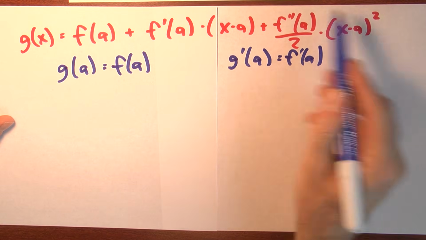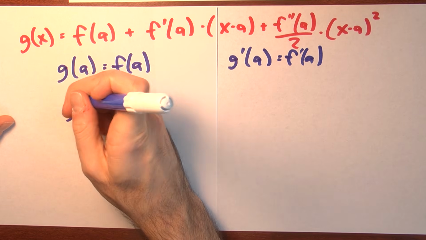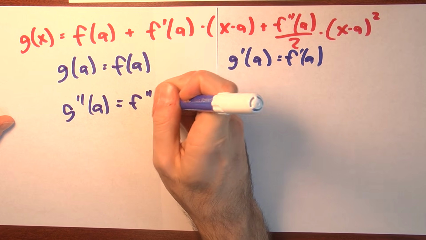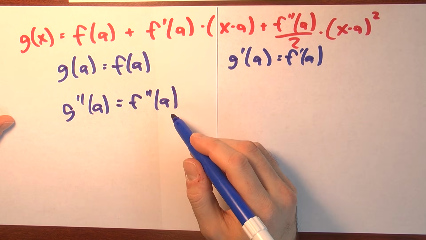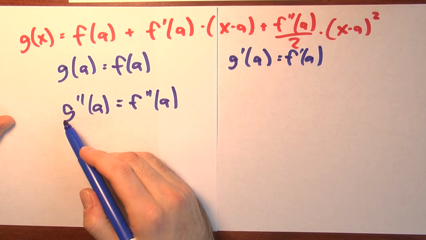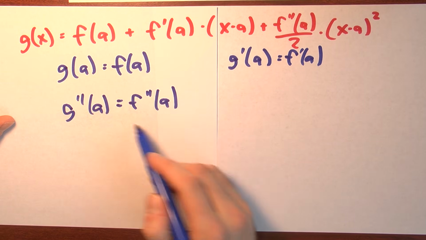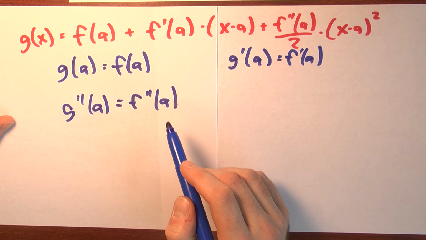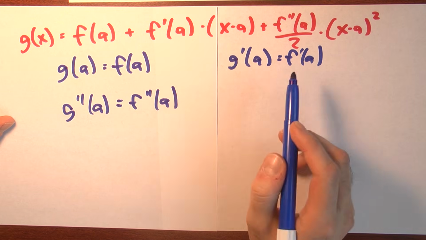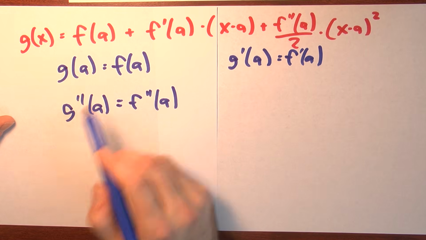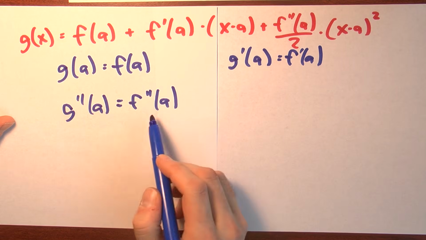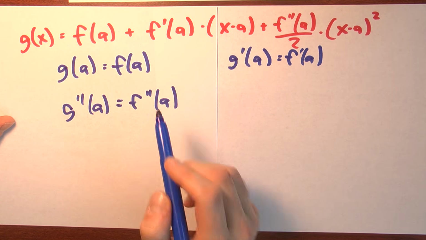But by including this extra term, it also turns out that the second derivative of g at the point a is equal to the second derivative of f at the point a. Actually, the second derivative of g at any point is equal to the second derivative of f at a. But in particular, this is true. So I've written down a function that not only has the same value as f does at a, not only has the same derivative as f does at a, but also has the same second derivative as f does at a. And I can just keep on going.